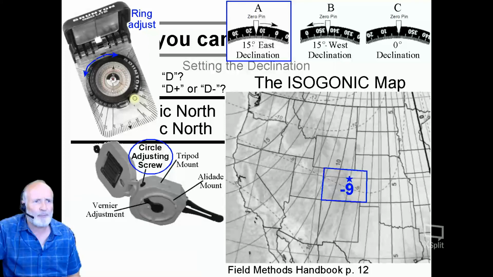Now, your Brunton Geolite does not have the screw, but the ring there twists, so you can twist the whole ring and basically do the same thing, adjusting the magnetic declination, which is usually the deal for the higher grade, the more advanced compass or transit instruments.